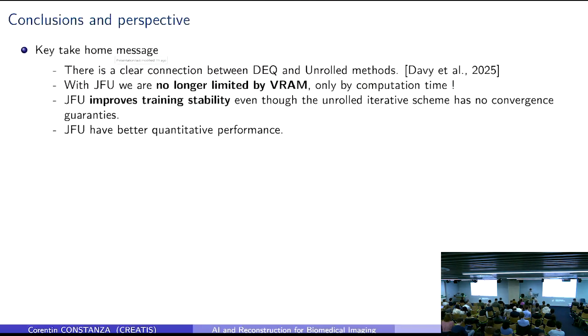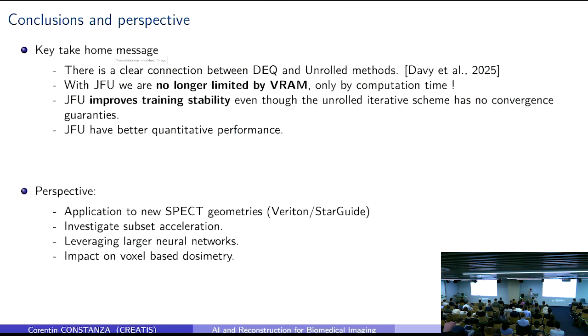So the key take-home message that I want to give you is that there is a clear connection, for those who don't know, between DEQ and unrolled methods, and this clear connection is basically Jacobian-free backpropagation. With this, we are no longer limited by VRAM consumption. We are only limited by the amount of time that we can spend to train our networks. And we can also improve training stability, even for schemes that have no convergence property, basically. And it also seems to have good quantitative performance.